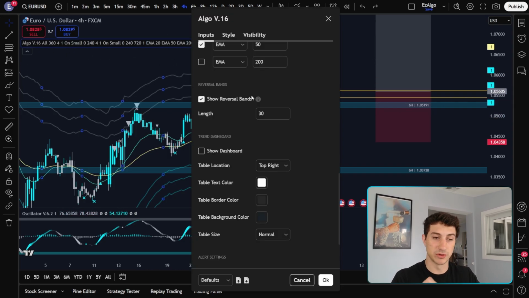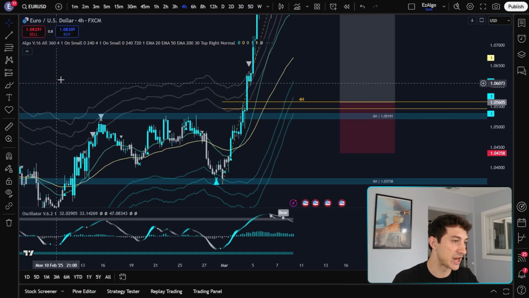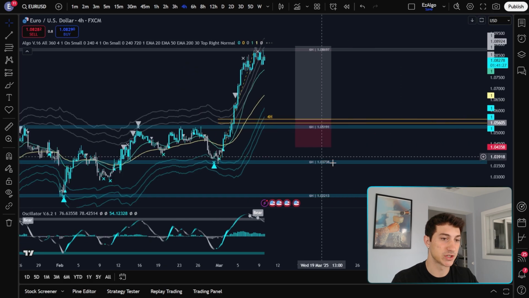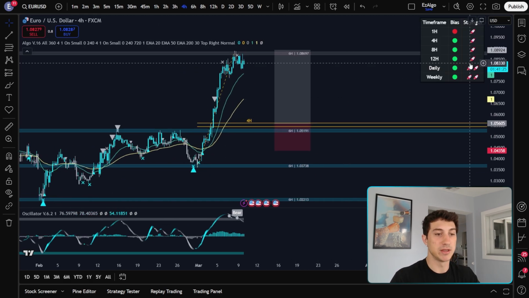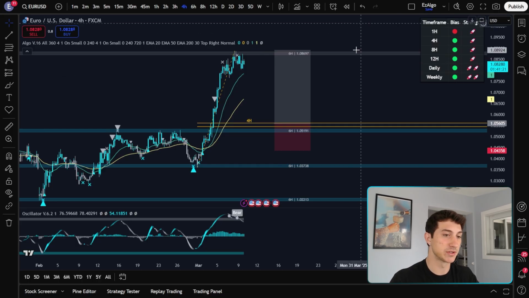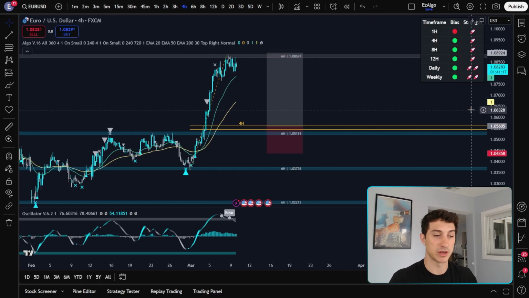Very, very powerful tool. Not many people use the reversal bands in the algo, which I don't know why, because they are very accurate. And last but not least, we have the trend dashboard here at the top right of our screen. Now, the trend dashboard uses the flat back Heikin-Ashi candles. It gives you this very clear trend across all major time frames.